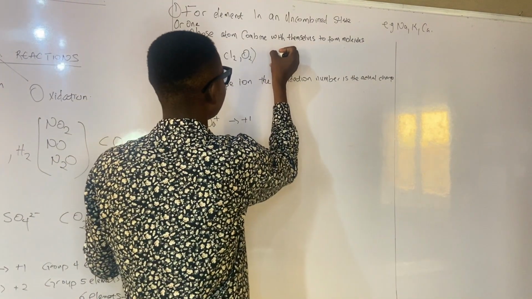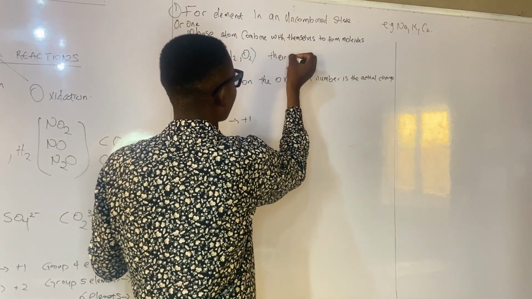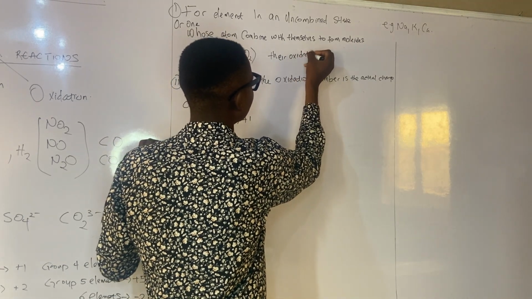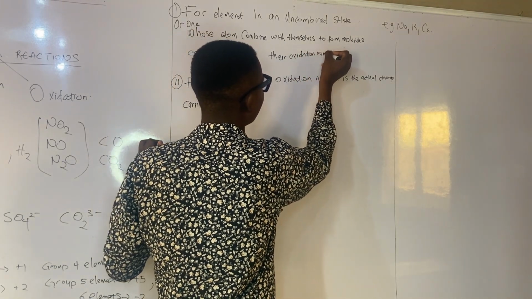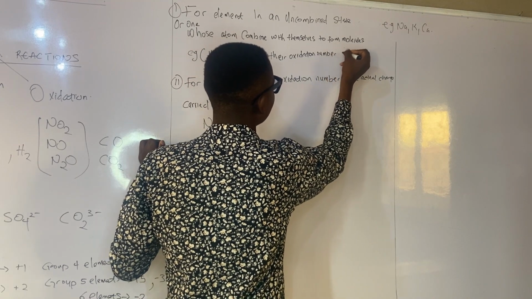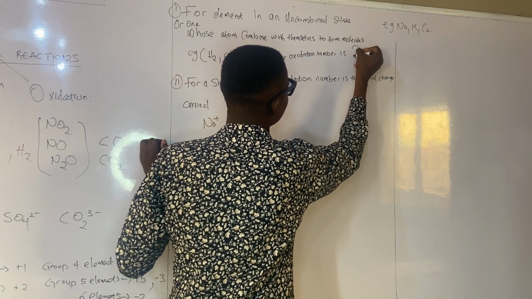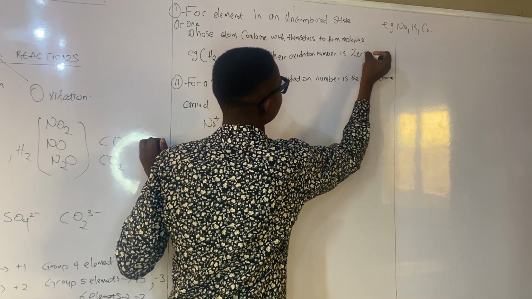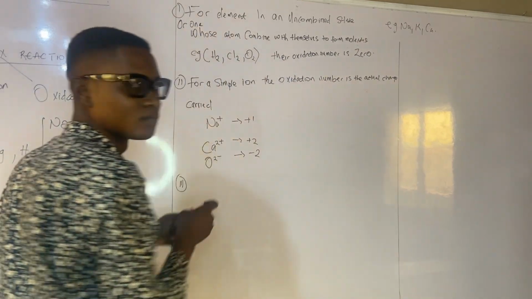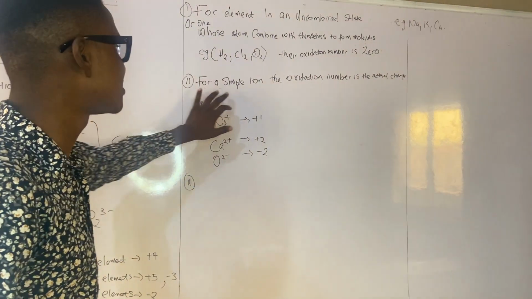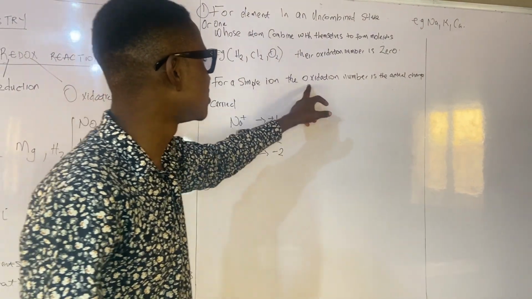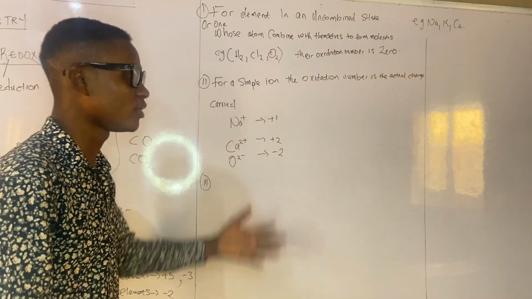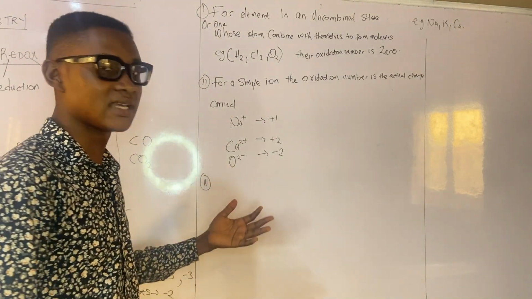Their oxidation number is 0. Let me spell it: 0. Yeah. And what else? For a simple ion, the oxidation number is the actual charge carried. For a simple ion, the oxidation number is what? It is the actual charge carried.